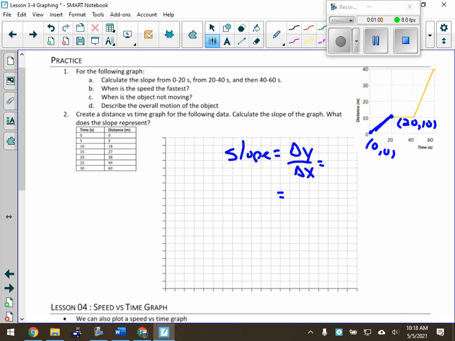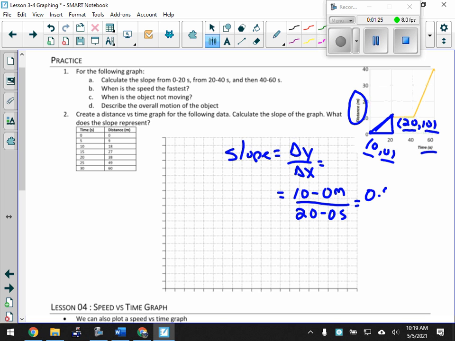So I'm going to do 10 minus 0. That would be measured in meters. Make sure you use units. 20 minus 0 seconds, okay? Because your time's in seconds here. So that would be this minus this. The change in the x is there. So rise over run, you can also do it that way if you want. The rise is 10, the run is 20. So 10 over 20 is 0.5.